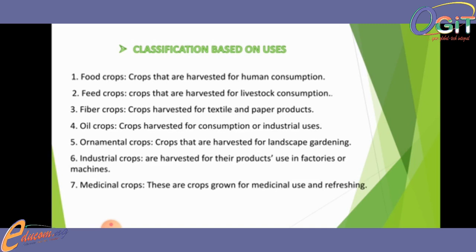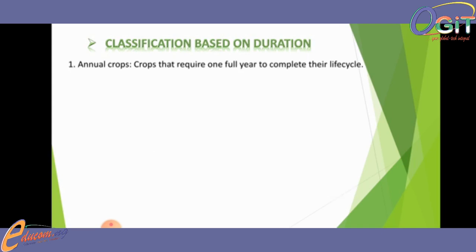Examples include stevia, opium poppy, senna, lemongrass, and citronella grass. Now, to the classification based on duration, we have the following. Number 1, annual crops. They are the crops that require 1 full year to complete their life cycle. An example of this crop is sugarcane.